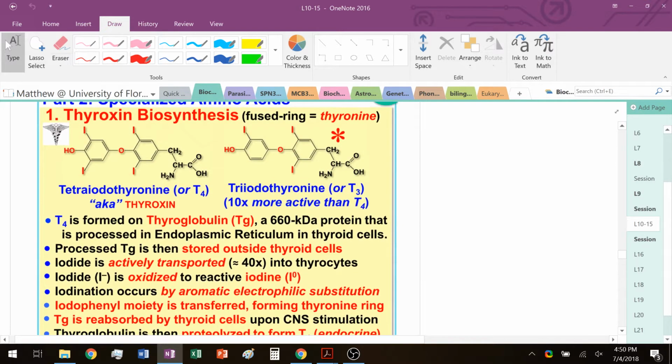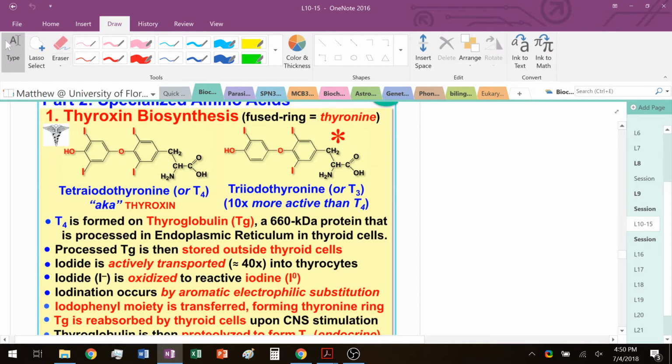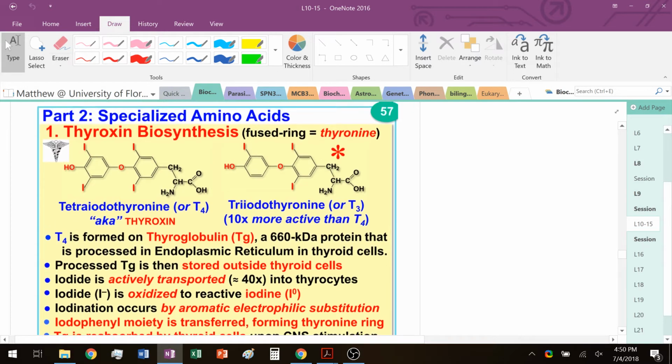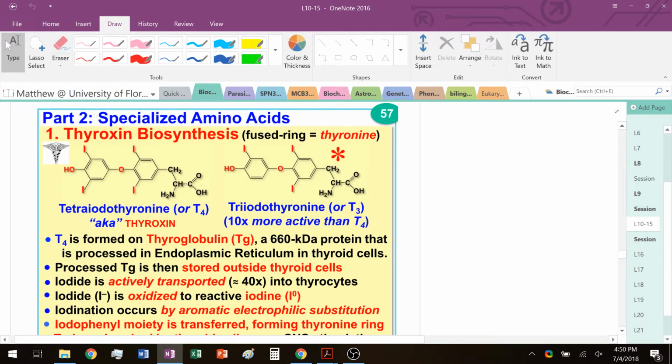And it's basically just saying, what are these molecules used for? They're a very specialized amino acid, and they are derived from tyrosine, as you could probably tell from the structures just looking at them up here. So basically this slide up here, slide number 57, kind of puts the picture slide that follows it into words.